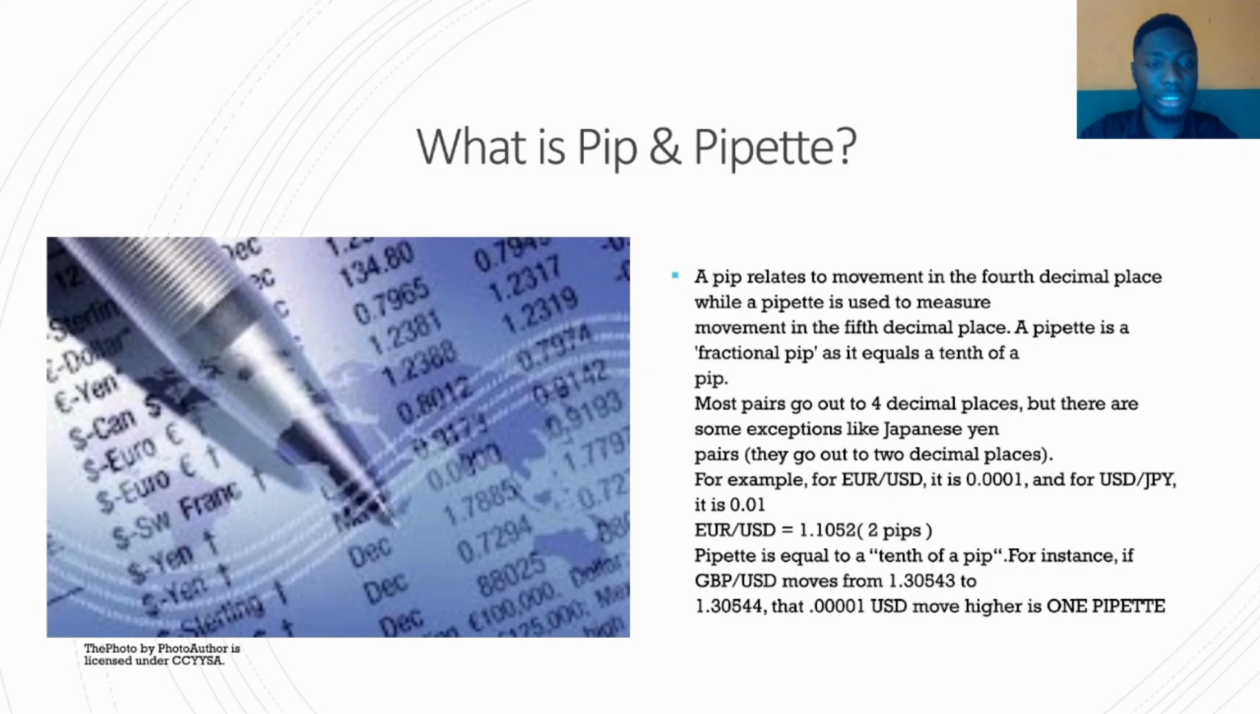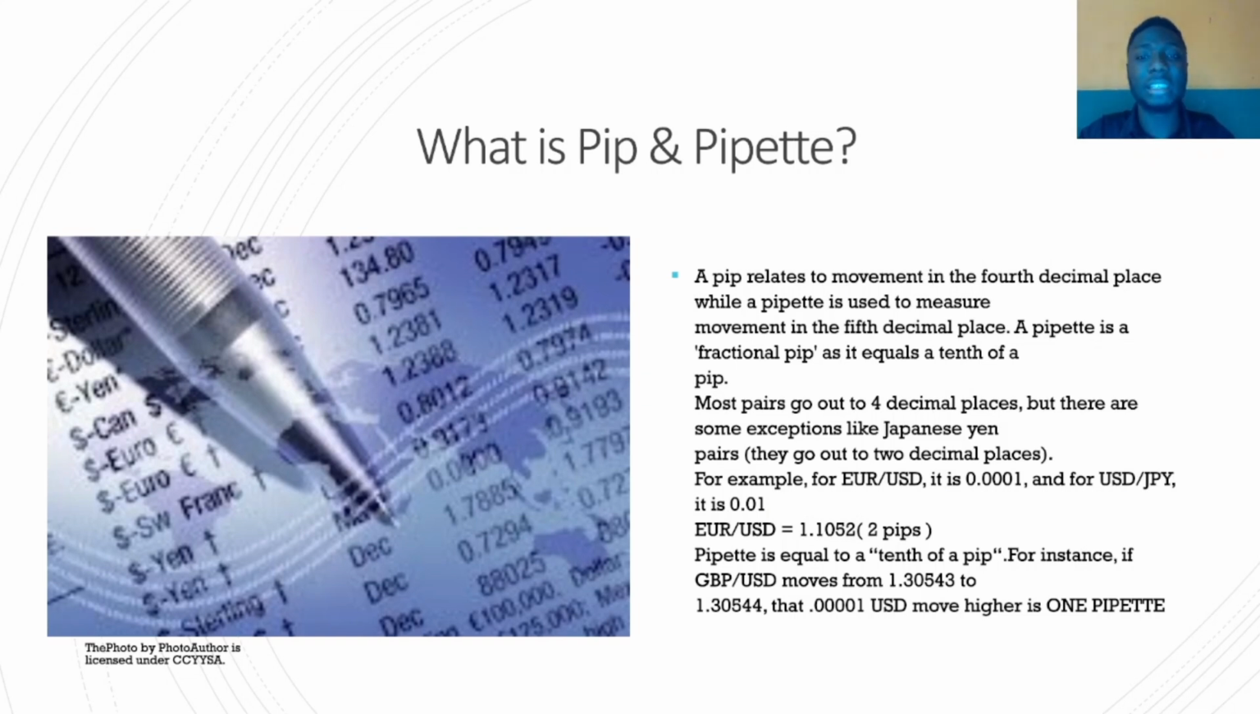Just pause the video now and look at this picture here and look at the examples I have there. You can see EUR/USD 1.1052. I said the pips is 2. GBP/USD: pipette is equal to the tenth value, like this 1.30544. That 4 is actually the pipette.